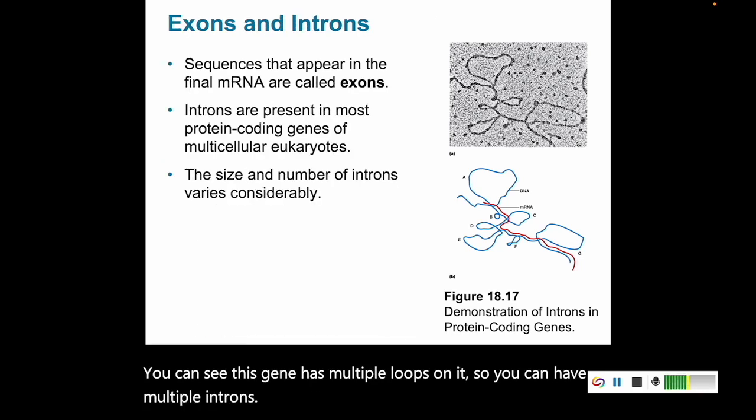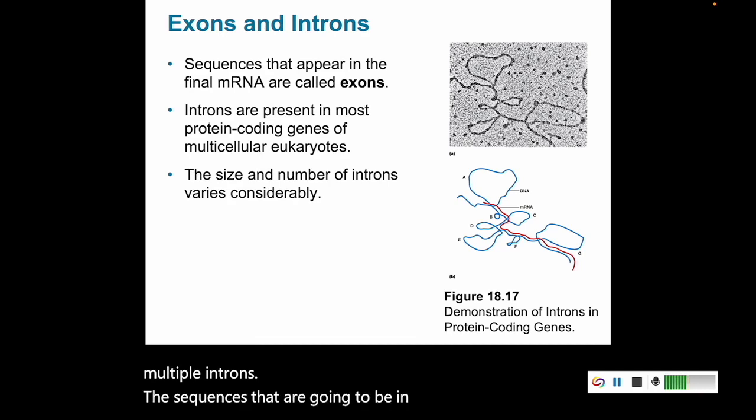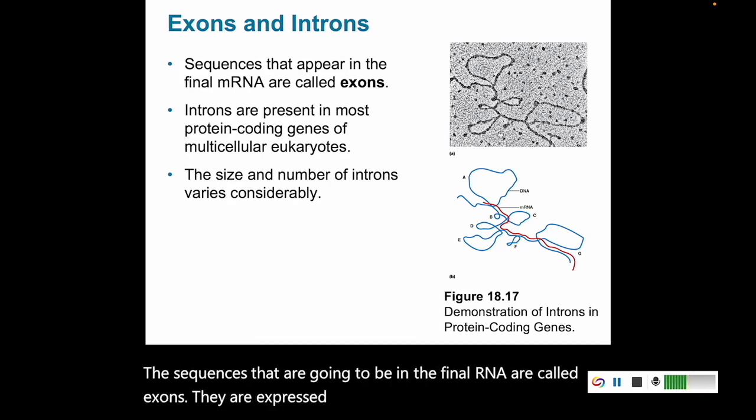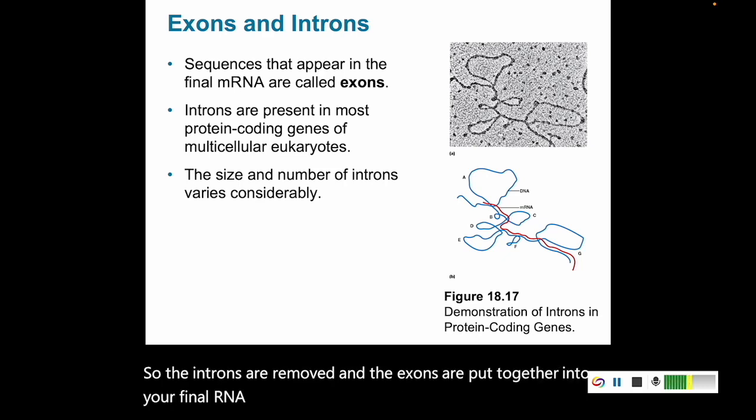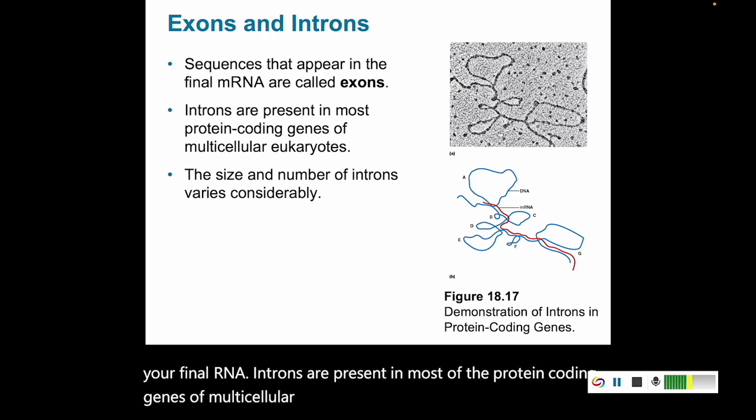The sequences that are going to be in the final RNA are called exons. They're expressed. They exit the nucleus. So the introns are removed and the exons are put together into your final RNA. Introns are present in most of the protein coding genes of multicellular eukaryotes, although their size and the number of them varies considerably.